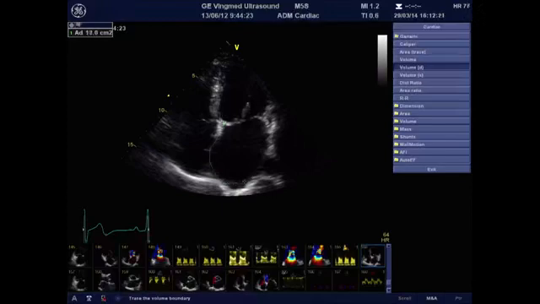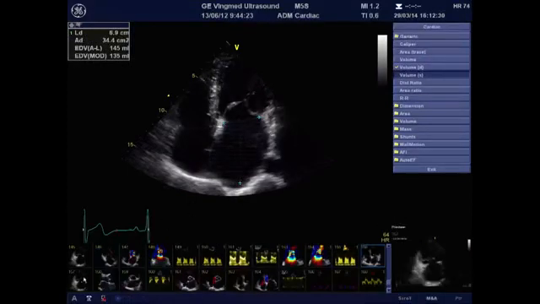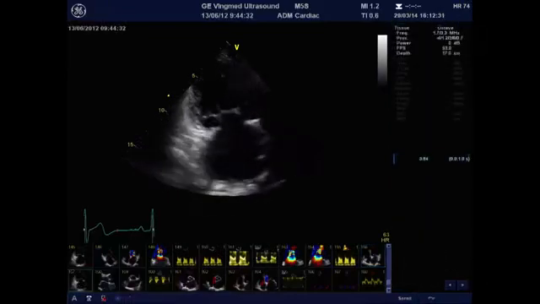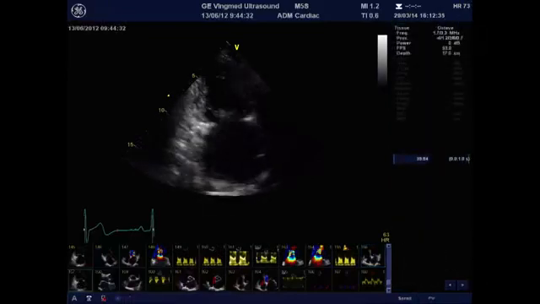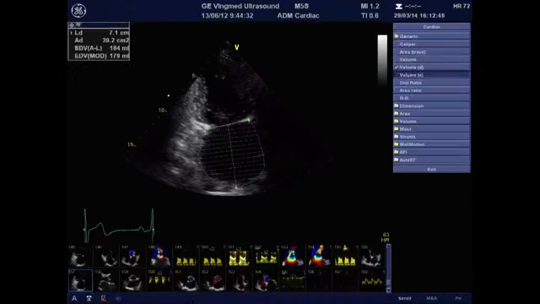You have to avoid the pulmonary veins. And you'll have a volume of 135 milliliters. And you can do this also in the 2-chamber view by freezing the image, going to end systole, measuring, giving the volume, and you see that this patient has a very dilated left atrium of 179 milliliters.